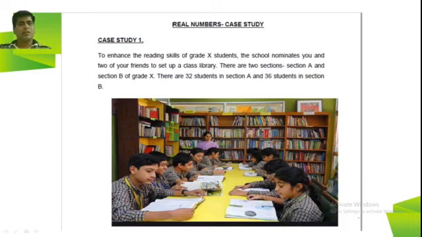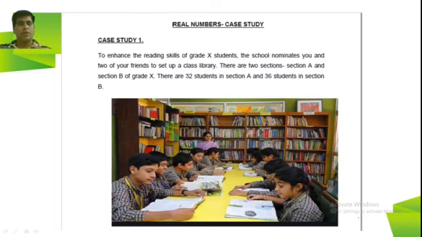To enhance the reading skills of grade 10 students, the school nominates you and two of your friends to set up a class library. There are two sections, section A and section B of grade 10th. There are 32 students in section A and 36 students in section B. So indirectly, this is the case study question based on a library.